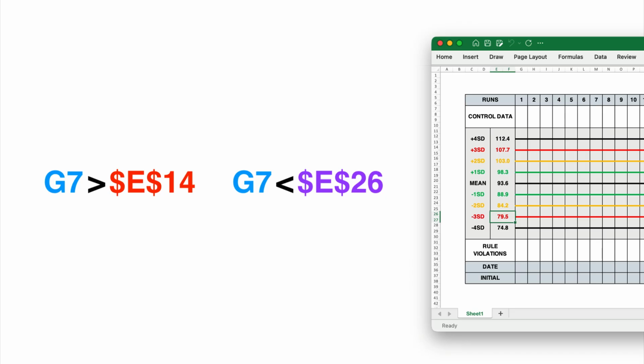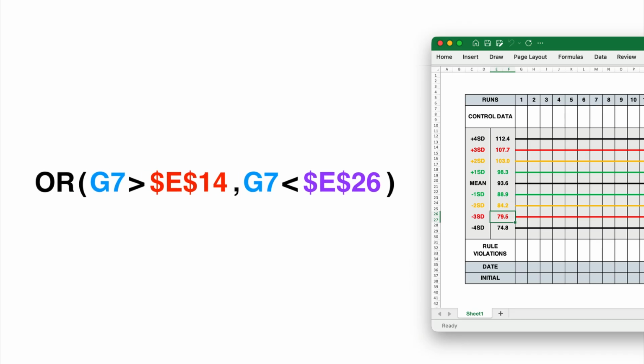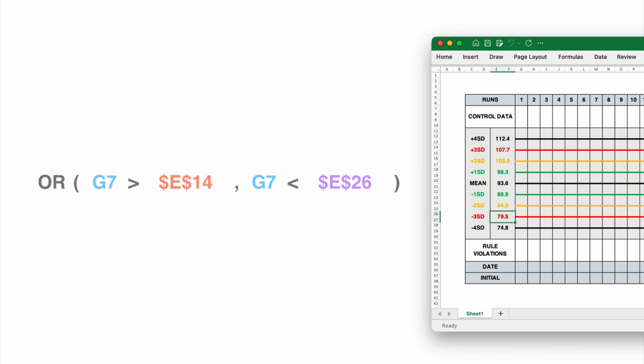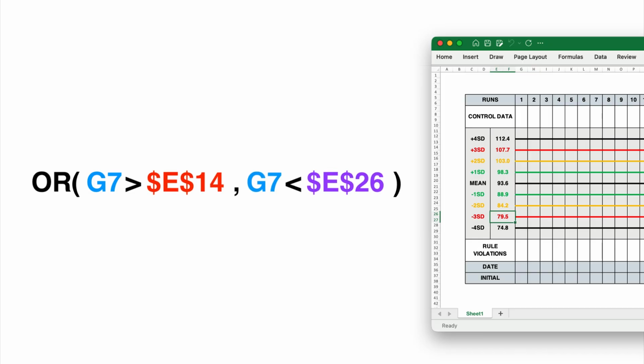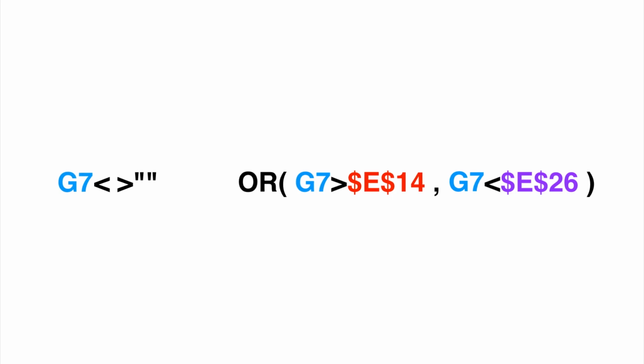Now here's the key. We don't need both conditions. We just need one of them. That's where the OR function comes in. OR asks, is at least one of these statements true? If G7 is above E14 or below E26, the OR function will return true. But we also want to keep the not blank rule in place.